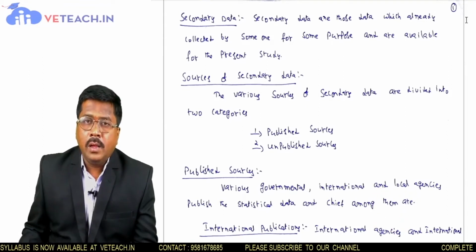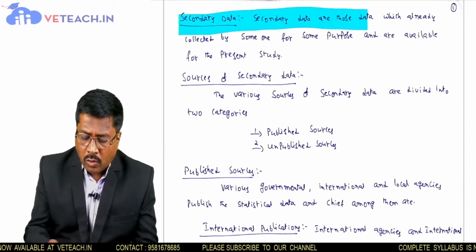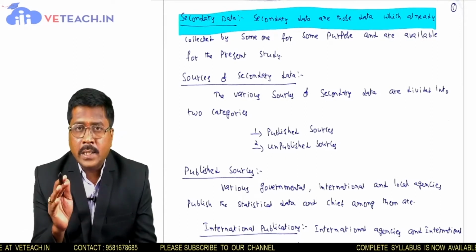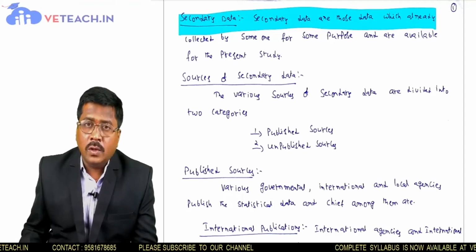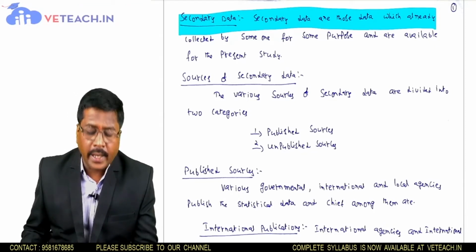What is meant by secondary data? Secondary data are data which are already available, collected for some other purpose, and that may be used for the present study. This is called secondary data.